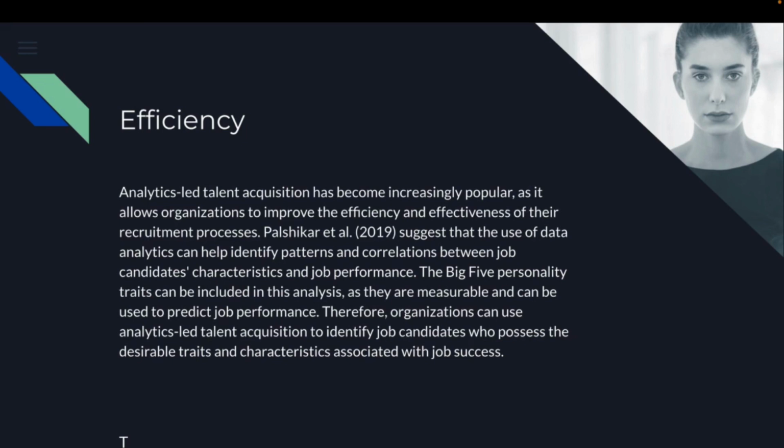Paul Shikar suggests that the use of data analytics can help identify patterns and correlations between job talent characteristics and job performance. The Big Five personality traits can be used in this analysis as they are measurable and can be used to predict job performance. Therefore, organizations can use analytics-led talent acquisition to identify job candidates who possess the desirable traits and characteristics associated with job success.